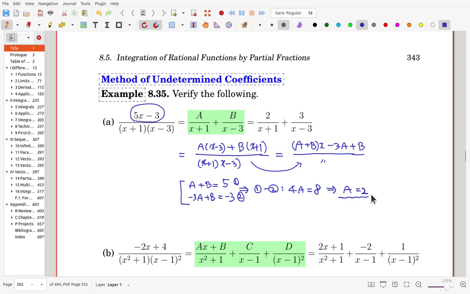Okay, now once we decide a, then from equation 1, the sum is 5, which means b is now 3. So we decided a and b, that is exactly this one, a is replaced by 2, and b is replaced by 3, right? Okay, so we start with undetermined coefficients, and now we decided them to get the partial fractions.